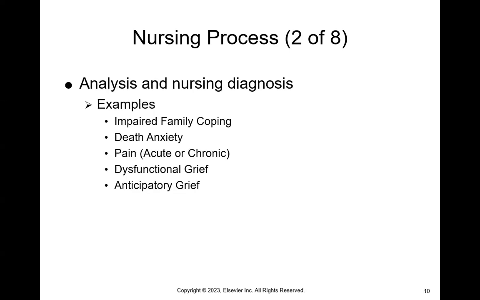So when we think about analysis and the nursing diagnosis, there's some nursing diagnosis that could be impaired family coping. Maybe the family is not coping well with this grief. Death anxiety, they're really nervous about this pending loss of a loved one. Maybe the individual, the patient has pain. It could be an acute onset or it could be chronic pain.